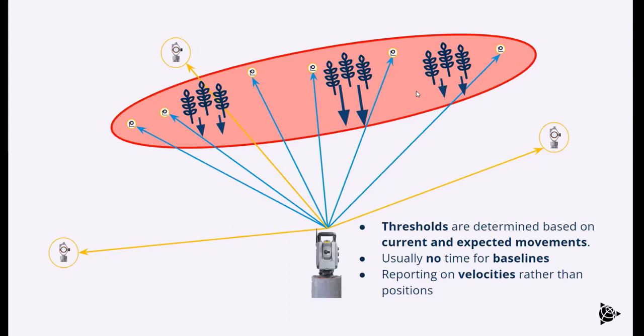The thresholds for something like this are typically going to be determined by the current or expected movements, and you're really going to be reporting on something like velocity because there's already a movement in it, and so displacements aren't going to mean as much as displacements per day or displacements per hour or displacements per year, something like that.